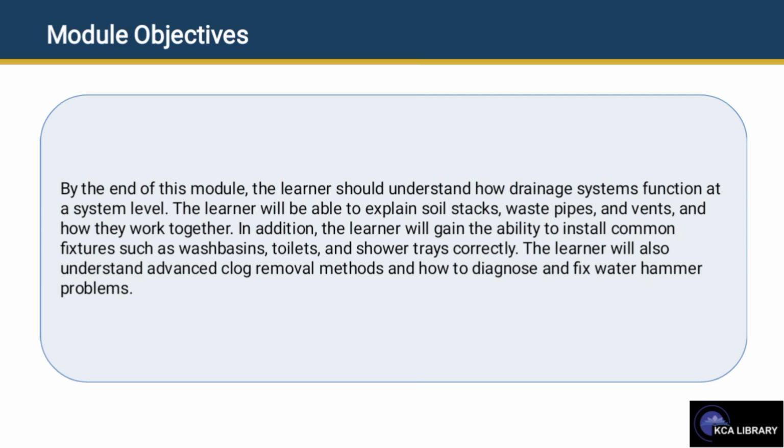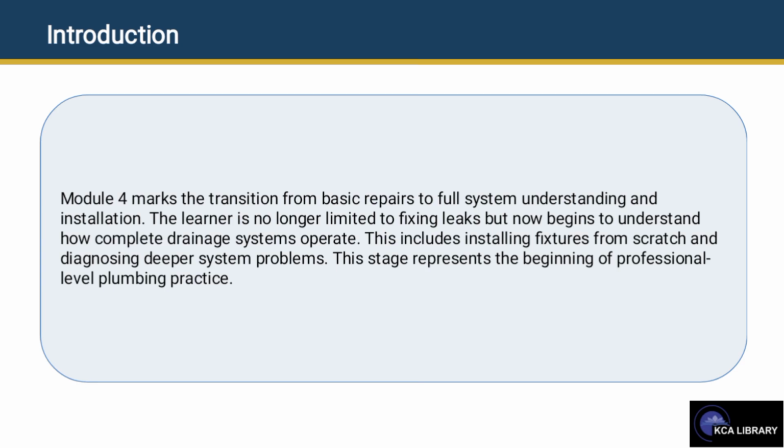By way of module objectives, by the end of this module, learners should understand how drainage systems function at a system level. The learner should be able to explain soil stacks, waste pipes, and vents, and how they work together. In addition, the learner will gain the ability to install common features such as the wash basins, toilets, shower trays correctly. The learner will also understand advanced clog remover methods and how to diagnose and fix the water hammer problems.